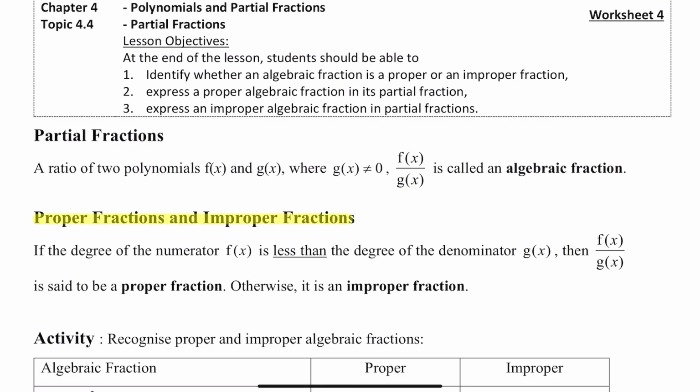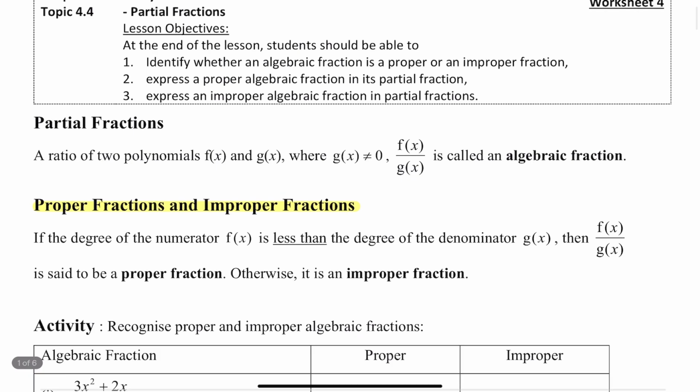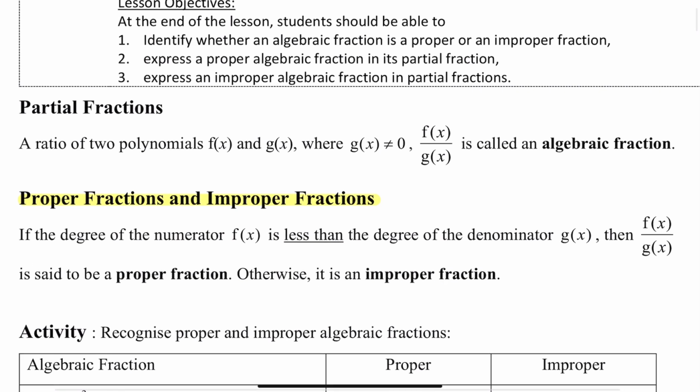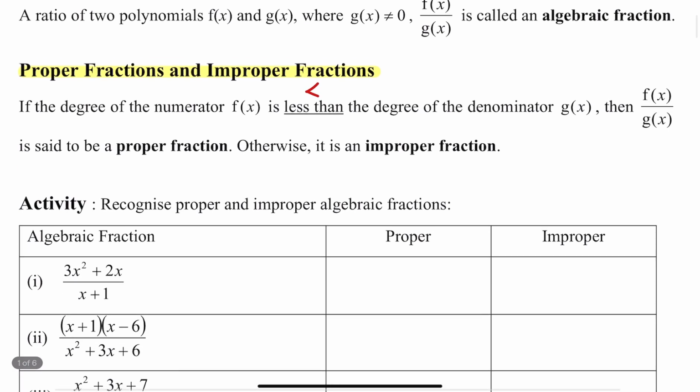The definition is that if the degree of the numerator is less than, note this is strictly less than, so if I were to write this as an inequality, this is strictly less than, the degree of the denominator, then the fraction is called a proper fraction. Otherwise, it is considered an improper fraction. So let's illustrate this using the following activity.